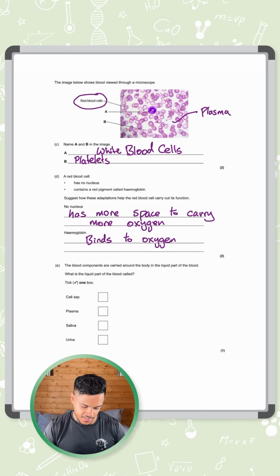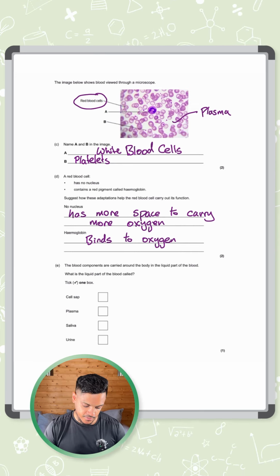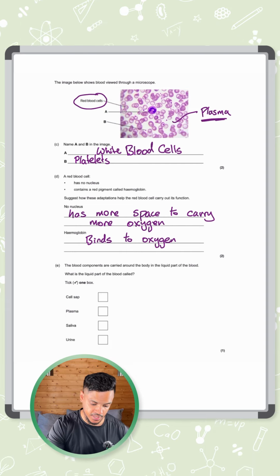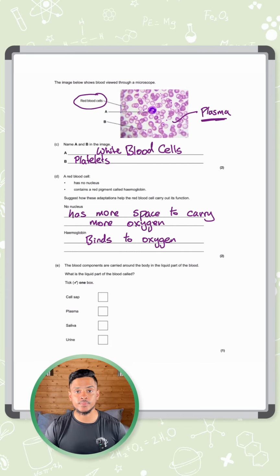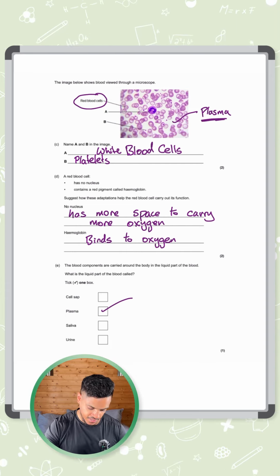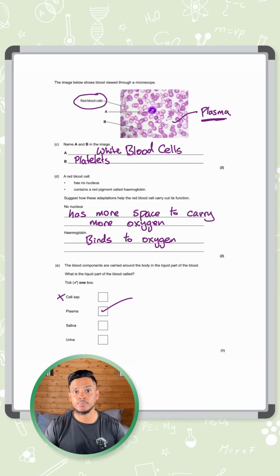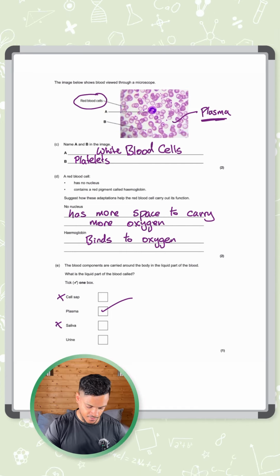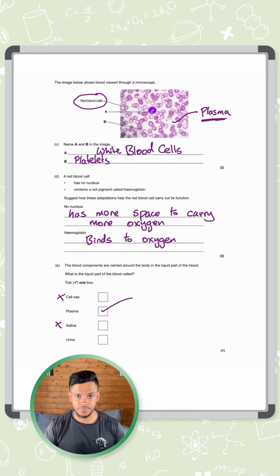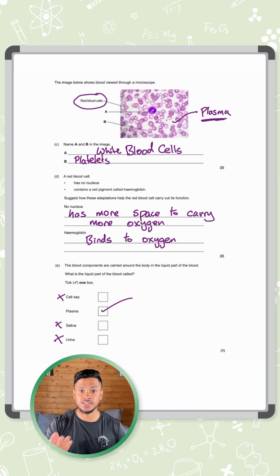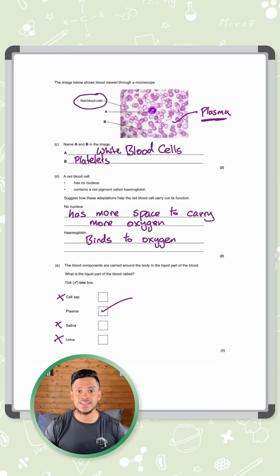The last part says the blood components are carried around the body in the liquid part of the blood. So remember, that's what I said earlier. What is it? We've got it up here. It's the plasma. Answer here is plasma. Not cell sap. Cell sap is found in plant cells in the vacuole. Saliva, no, that's in the mouth. That's to do with digestion, and not urine. That's a waste product that we release. So that's not the answer either. The answer here is plasma.